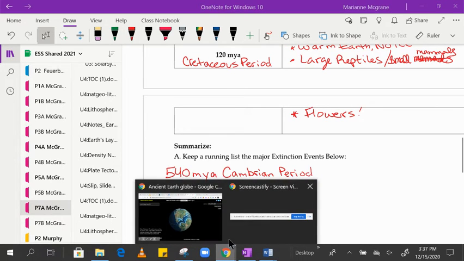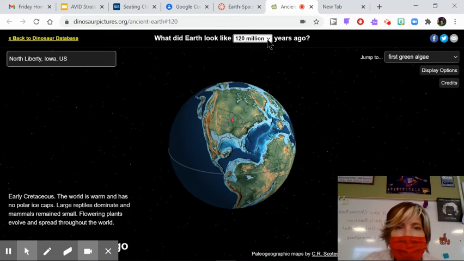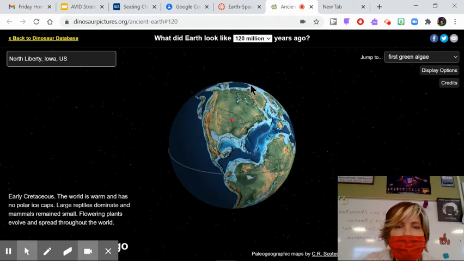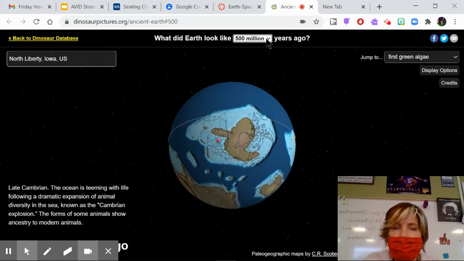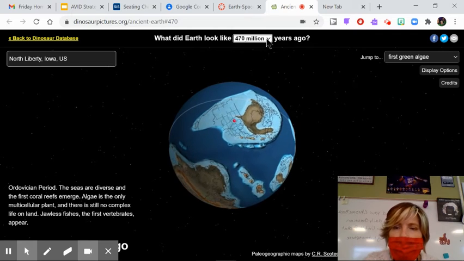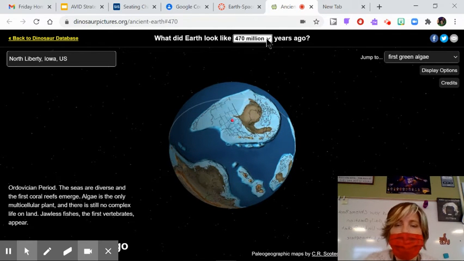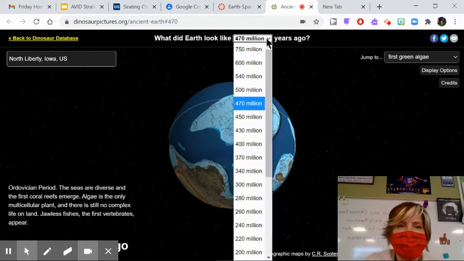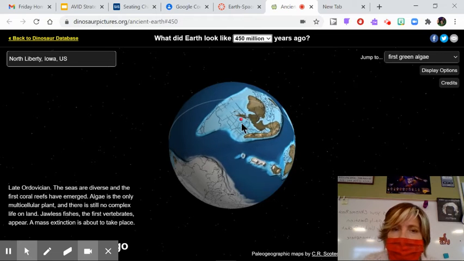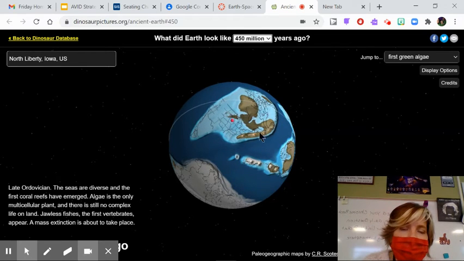The next one we have to then search for. So 540 was when we found the first one. If we go to 500, I don't see anything. 470, Ordovician, nothing. This is when we had jawless fishes. So you had fishes that had no bony jaw. Where am I? 470. So we're underwater here.